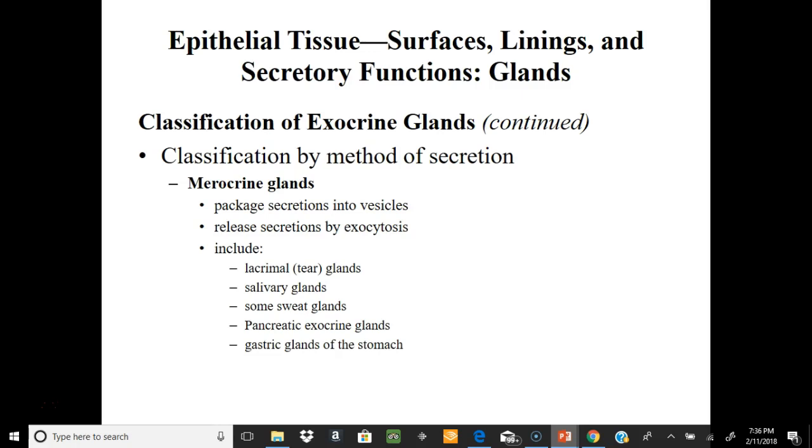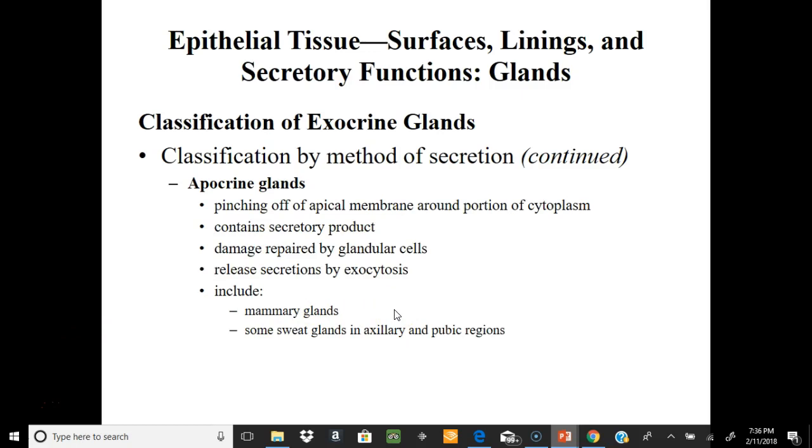We have merocrine glands. Merocrine glands use the process of exocytosis to package their secretions. This is how we get sweat to the surface of our body. Saliva, lacrimal glands, which are tear-producing glands, the gastric glands of our stomach, all are merocrine glands. So if it's a merocrine sweat gland, it's a merocrine sudoriferous gland. Fun, right? And then we have apocrine glands.